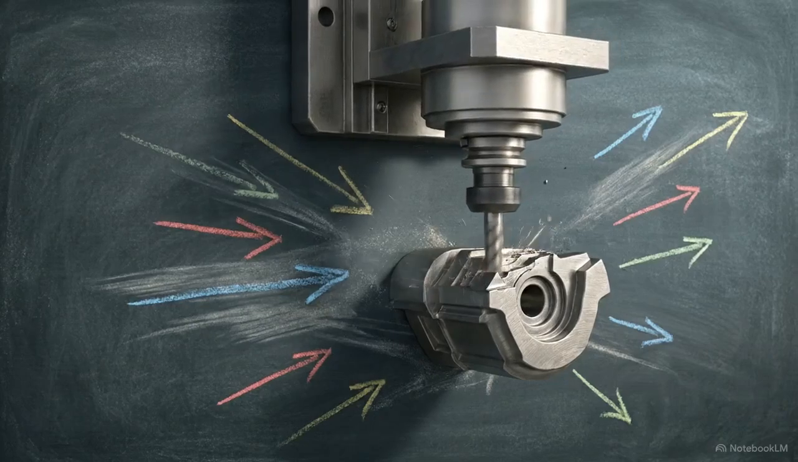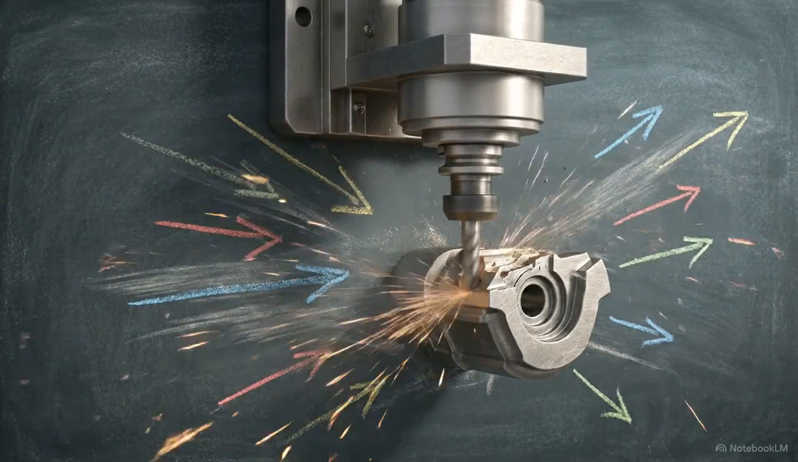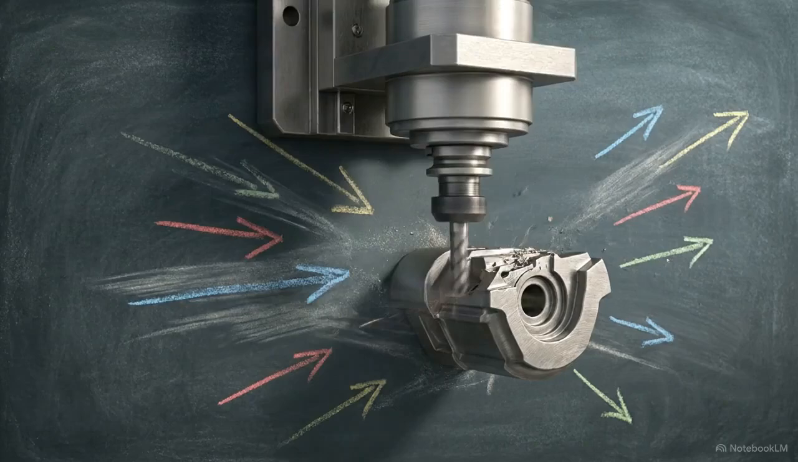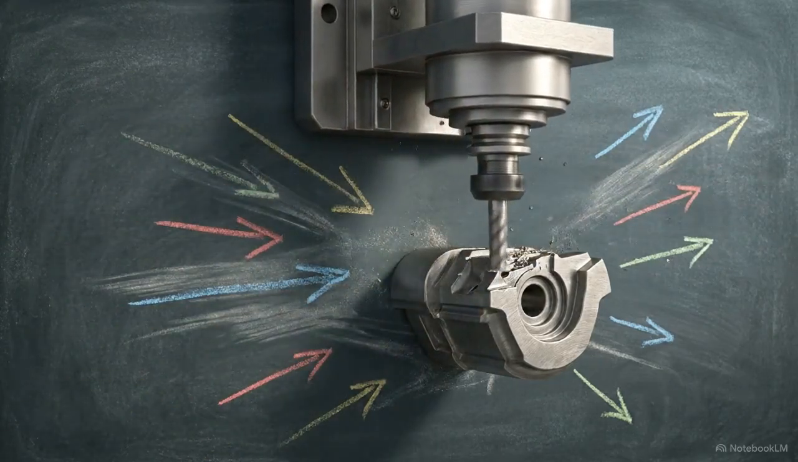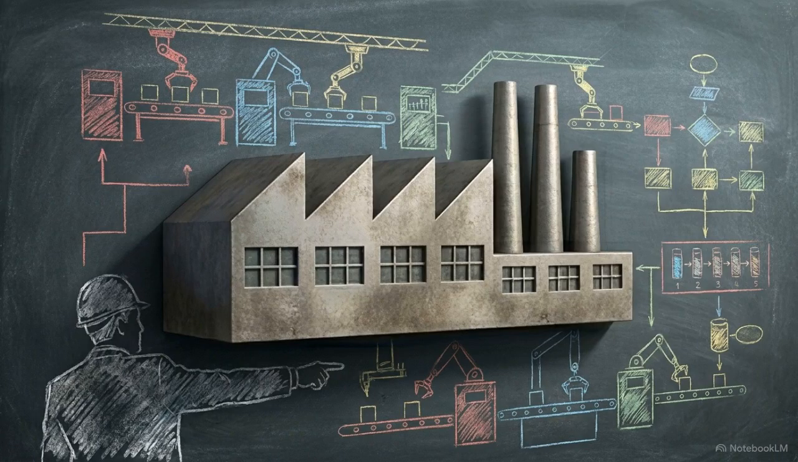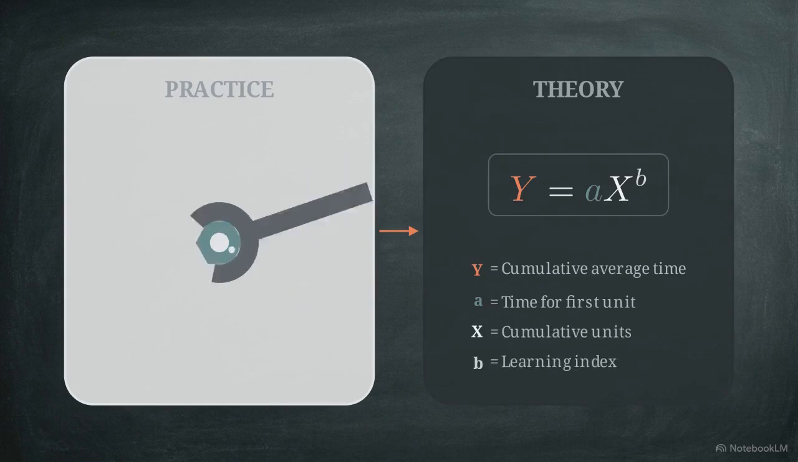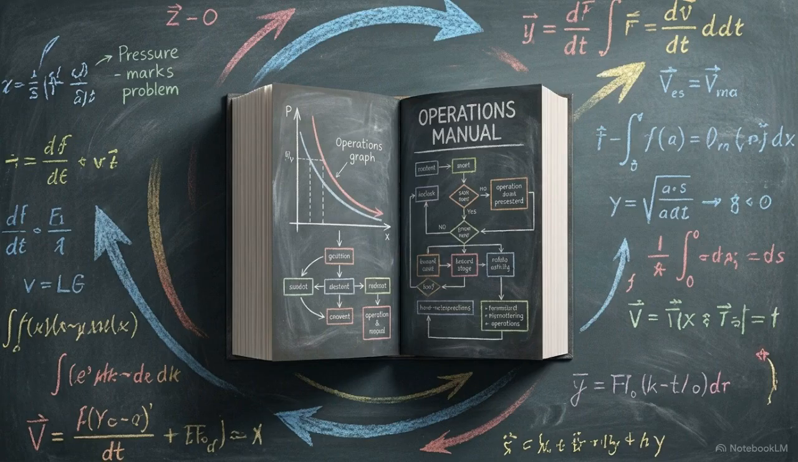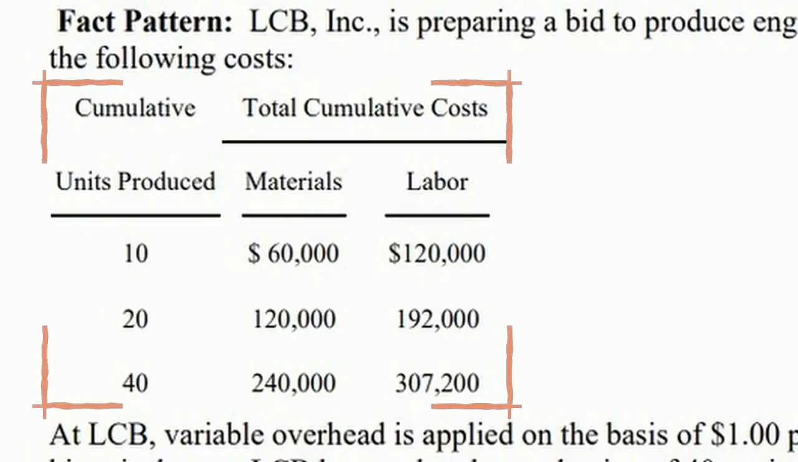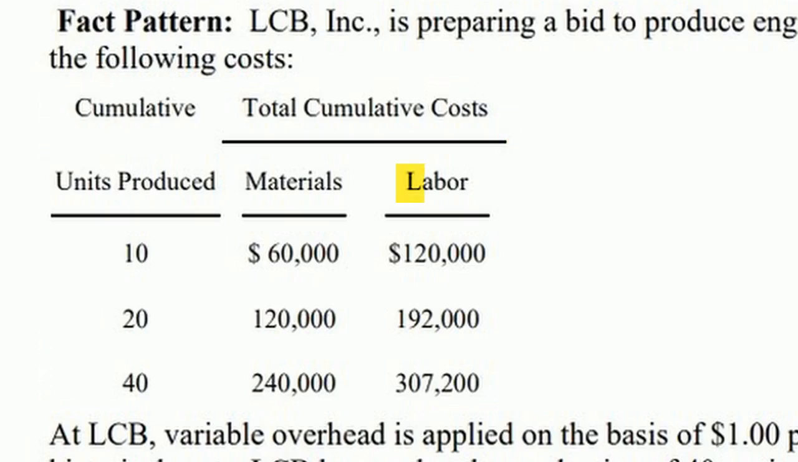When humans repeat a complex physical task, they naturally get faster. Muscle memory sets in, processes streamline, and the time required per unit steadily drops. But in industrial manufacturing, observing that workers get faster isn't enough. Operations managers have to translate that human behavioral trait into rigid mathematical formulas to project future labor costs. To do this, they rely on an industry-standard framework known as the Cumulative Average Time Learning Model.